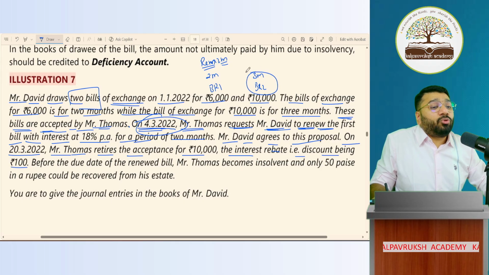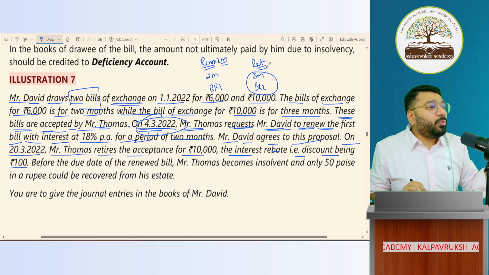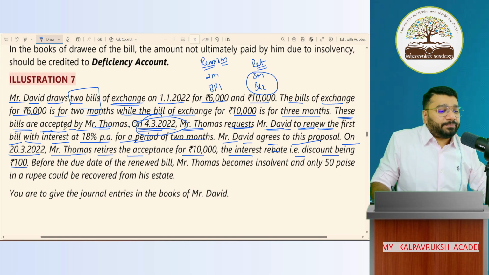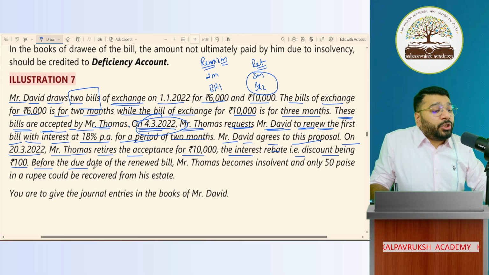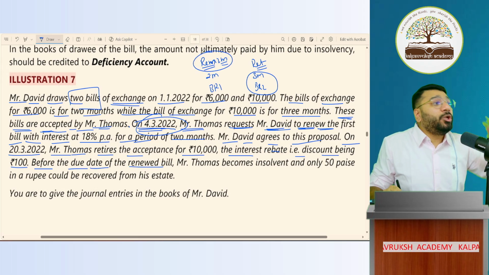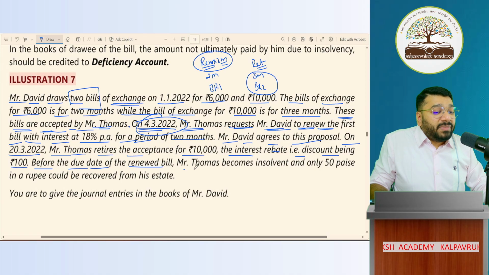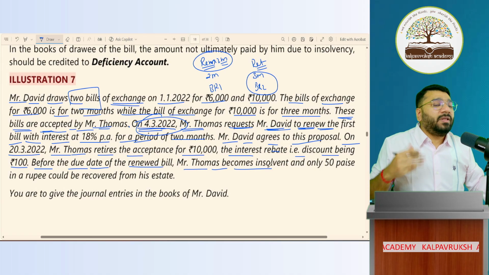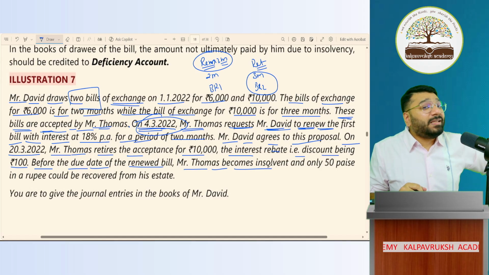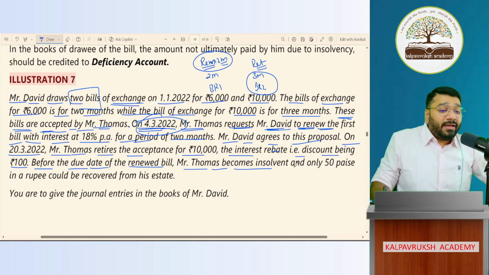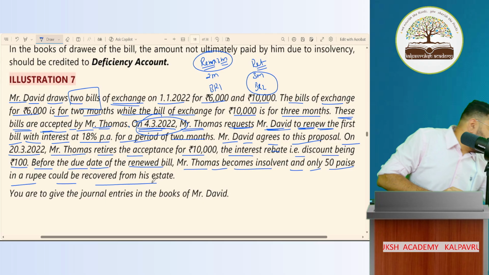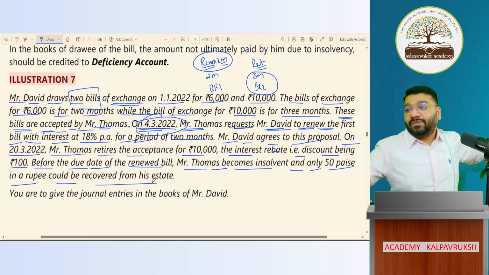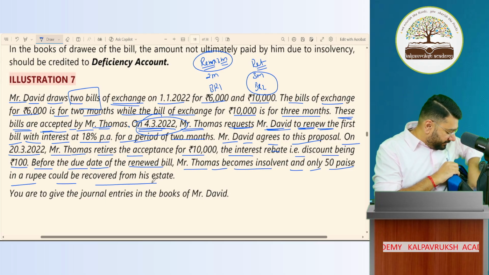Now BR2 is there, no? For 10,000 rupees for 3 months. Here the bill is retired. So one is the concept of renewal and another is the concept of retirement. Full stop. Before the due date of the renewed bill, BR3, Mr. Thomas becomes insolvent. What does he become? Insolvent. And only 50 paise in a rupee could be recovered from his estate.